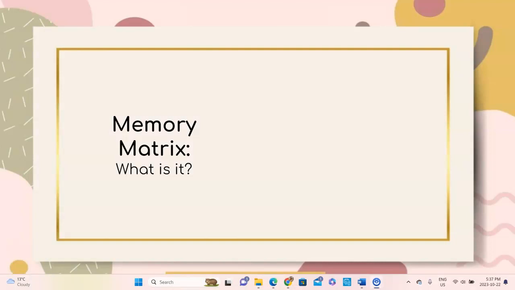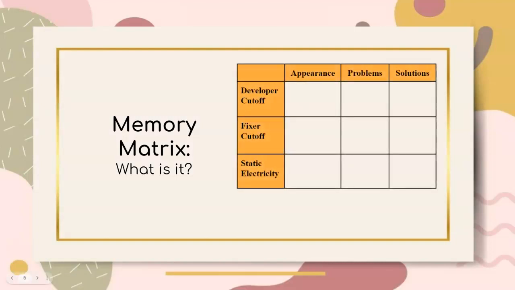A memory matrix is a table of rows and columns with predetermined headings. It allows for the assessment of recall and organization skills. The headings allow the learners to visualize existing relationships.